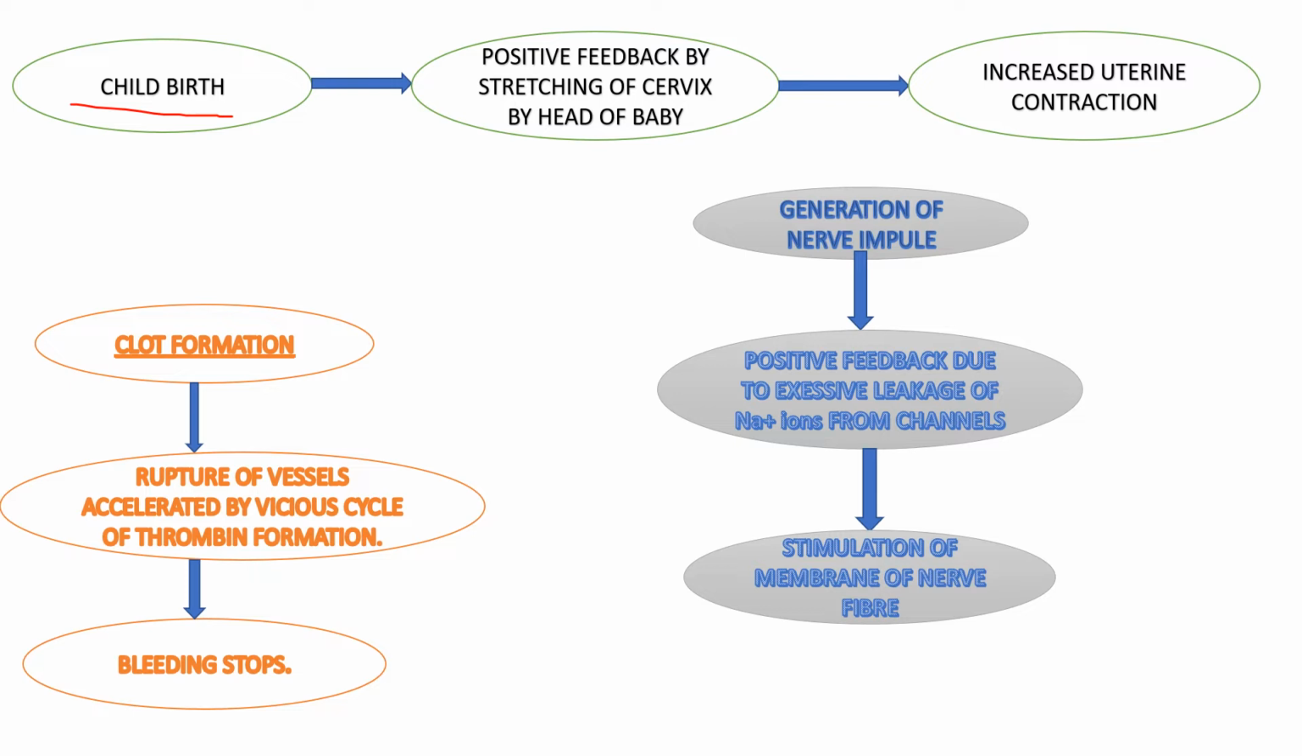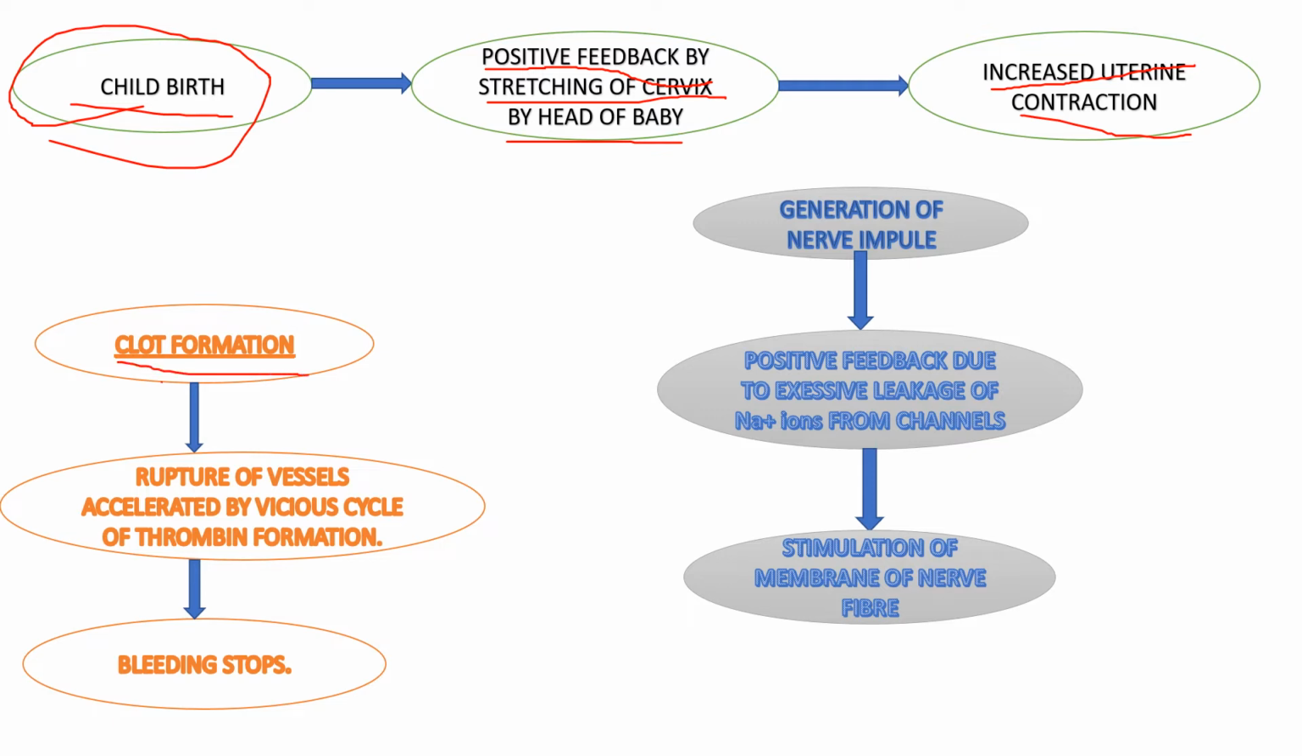So what happens during the delivery? When the placenta is breaking from the decidua, there will be a feto-placental reflex that will go to the pituitary and give it positive feedback, due to which the oxytocin will increase. Thus the stretching of the cervix by the head of the baby occurs, and there is increased uterine contraction due to the oxytocin increase, and therefore childbirth takes place. Right?